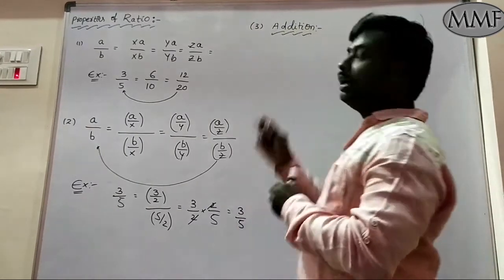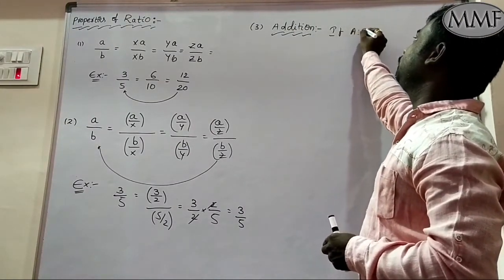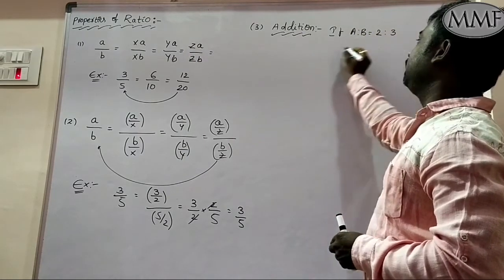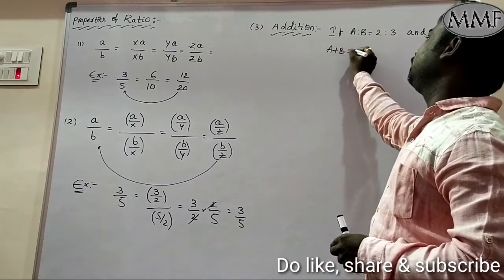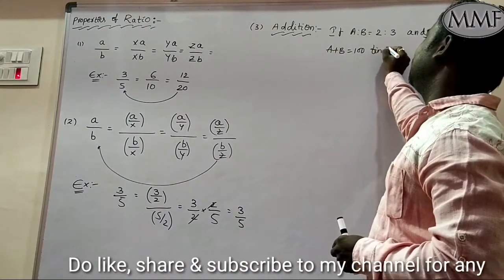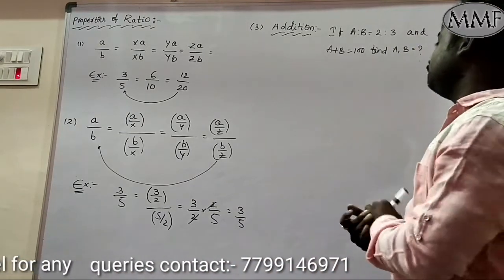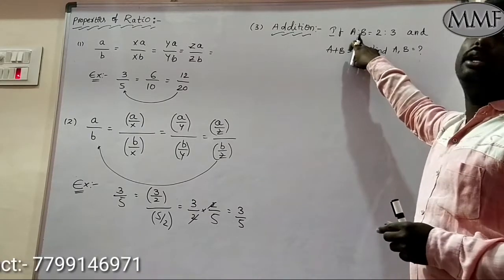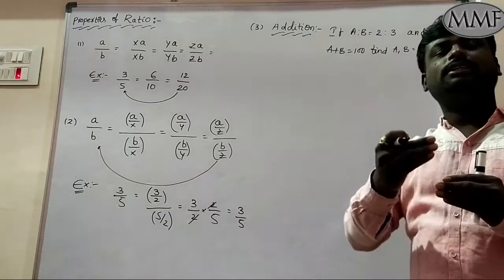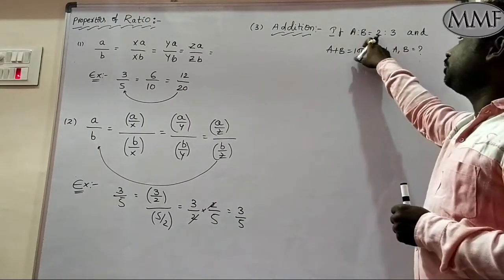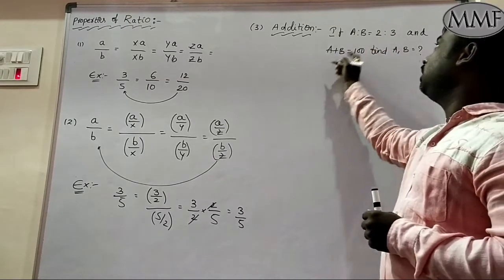What is the addition property? Let's see. If A is to B is equal to 2 is to 3 and A plus B is equal to 100, find A, B. This is the addition property. How do we know what A and B are? These ratio values are duplicates. These are not the original values. They are disguising the original values. What is A is to B? 2 is to 3. What is A plus B? It is 100. That is nothing but 2 plus 3.